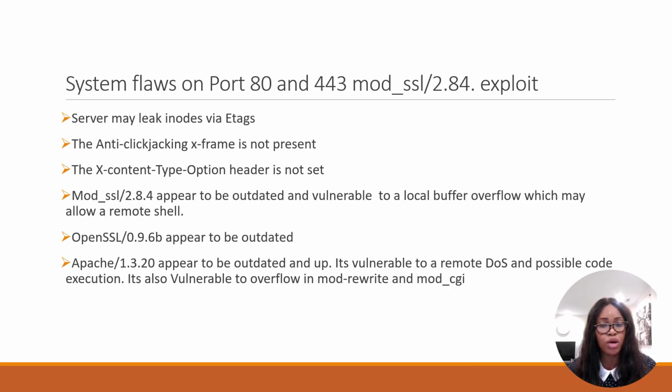And here are the flaws I found on port 80 and 443. For them, the server may leak inodes via ETags, the anti-clickjacking X-Frame-Options header is not present, the X-Content-Type-Options header is not set, the OpenSSL appears to be outdated, and the Apache appears to be outdated and is vulnerable to a remote DoS and possible code execution. It's also vulnerable to overflow in mod_rewrite and mod_cgi.